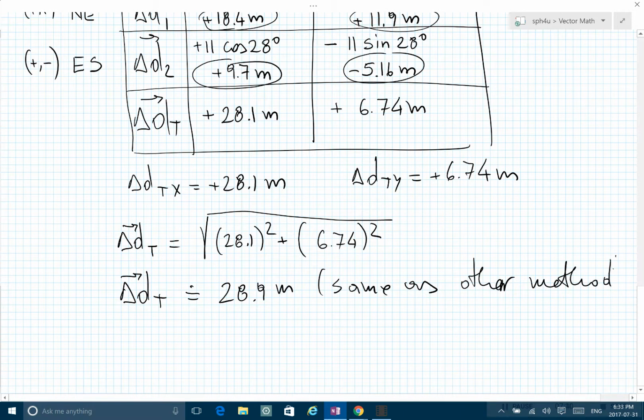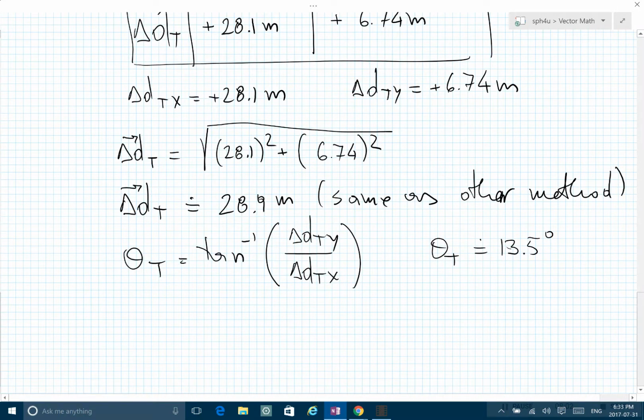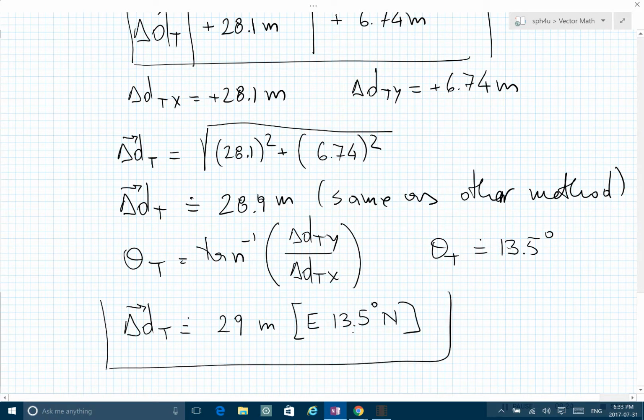Because we did get that. And we find the angle by using the inverse tan of delta dty over delta dtx. If you do the math, you get roughly 13.5 degrees, which is again the same as the previous method. So we can report delta dt to be approximately 28 or 29 meters, and the direction is east 13.5 degrees north, which is exactly the same as before. So when you're adding two vectors, the choice is yours. When you add more than two, the choice is obvious. You should use the component method.